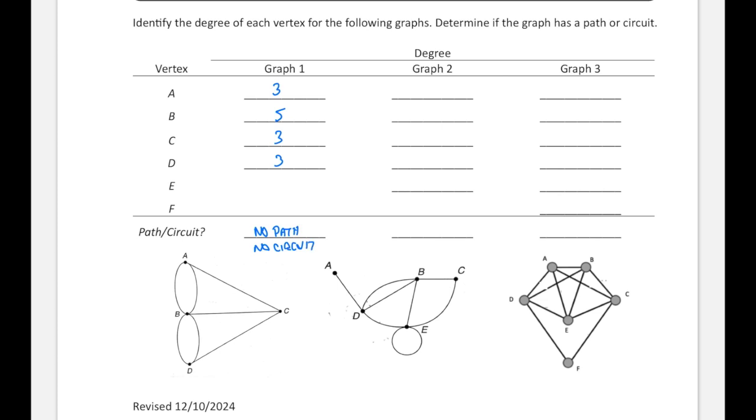That second one, that's the same graph that we've been using before. Vertex A has degree 1. Vertex B has degree 4. Vertex C has degree 2. Vertex D also has degree 4. And vertex E, we just saw above, has degree 5.